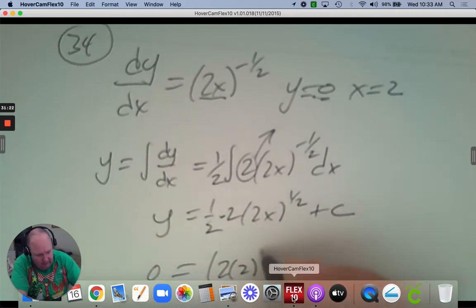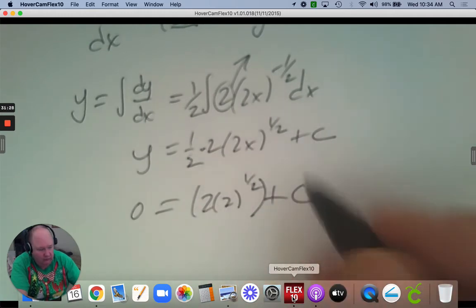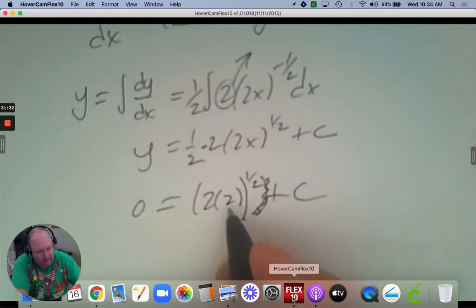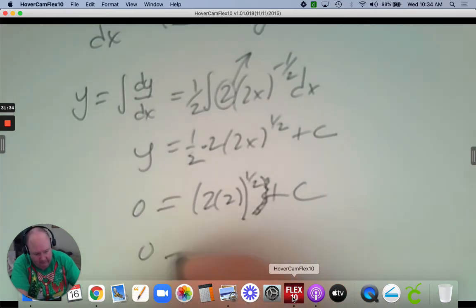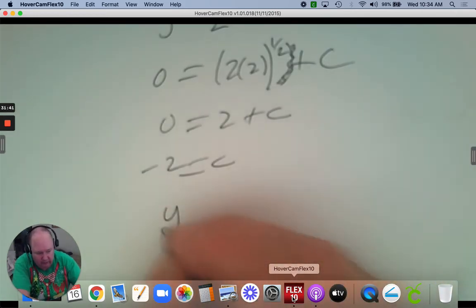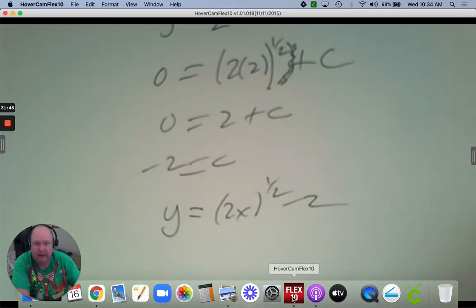And x is 2, so plug in that. So this is, oops, this is where the parentheses should have gone. It's 4 to the 1/2. That's the square root of 4. And so when you solve for c, c is negative 2. So then when you put it all together, y is equal to 2x to the 1/2 minus 2.